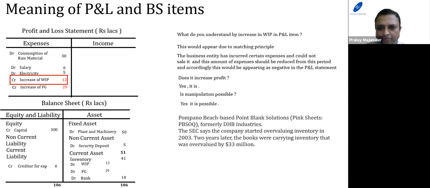Pompano Beach-based Point Blank Solutions, formerly DHB Industries. The SEC says that the company started overvaluing inventory in 2003. Two years later, the books were carrying inventory that was overvalued by 33 million. So if inventory was overvalued by 33 million, what has happened? That means they have reduced the expenses by 33 million. So instead of incurring losses, they have shown profit. So yes, overvaluation of inventory can happen. So there is manipulation. Now, who has to check that this is not happening? The auditor has to check it is not happening.